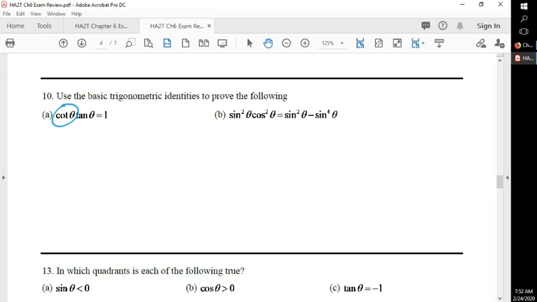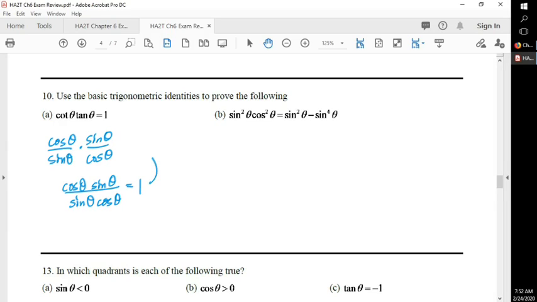What about this? What is the quotient identity for cotangent? Cosine over sine. And what is the quotient identity for tangent? Sine over cosine. Now, if I multiply it straight across, don't I get the same thing on the top and the bottom? Yeah, 1. So this also equals 1. Proven.